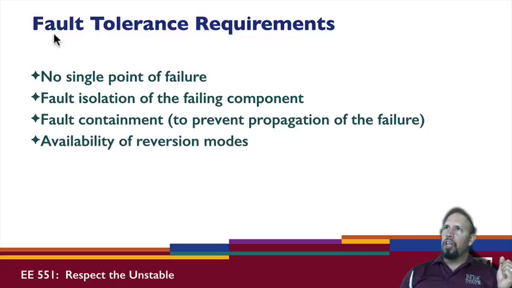Another important part of fault tolerance is being able to isolate a fault to a failing component. If there's a fault, we can isolate which component failed, and then we have what's called fault containment. That is, if a fault occurs, can we contain it? Can we prevent propagation of the failure? If this one fails, we're going to have the domino effect: this one fails, which causes this one to fail, and so forth. We want to avoid that kind of fault propagation.